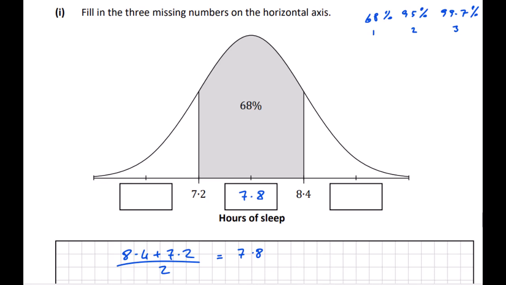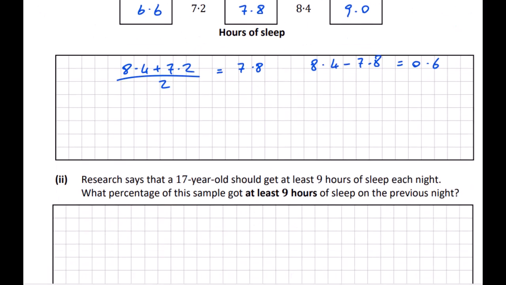So what is our standard deviation then? Well, the standard deviation is going to be the distance between here and here. So what we've got to do is take 8.4 and subtract 7.8, and that'll give you 0.6. So that distance there is 0.6. So we take 8.4 and add 0.6, and that'll bring us up to 9.0. We take 7.2 and subtract 0.6, and that'll bring us down to 6.6. So there are the 3 numbers. Let's have a look at the next one.